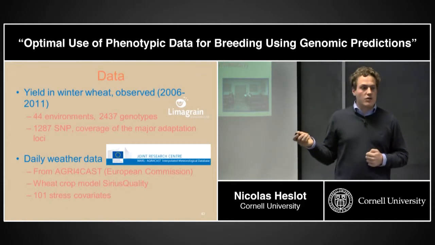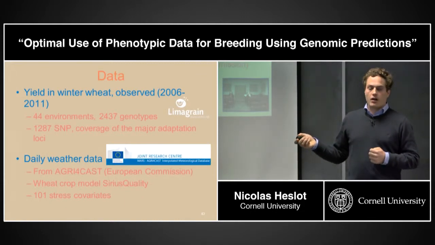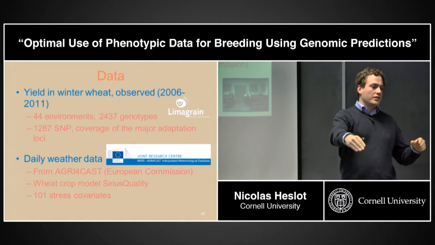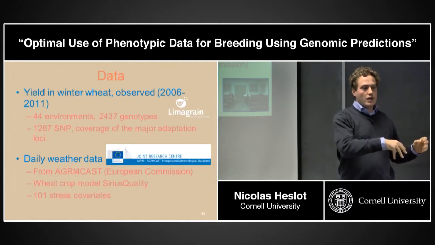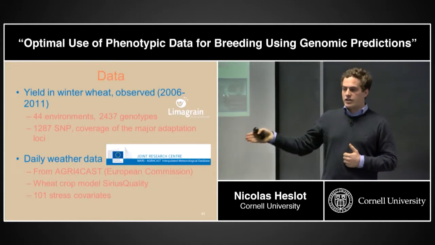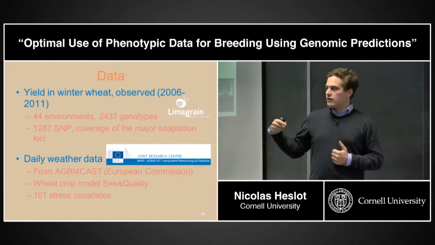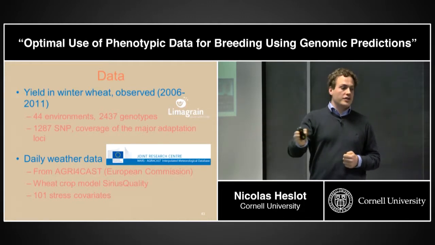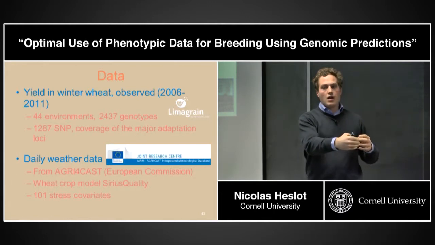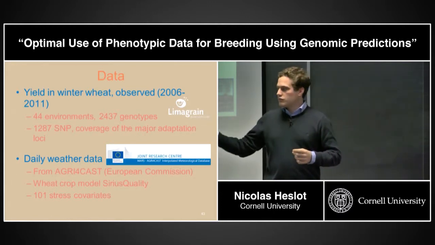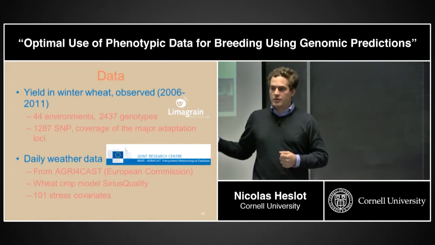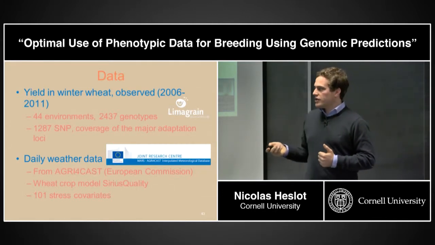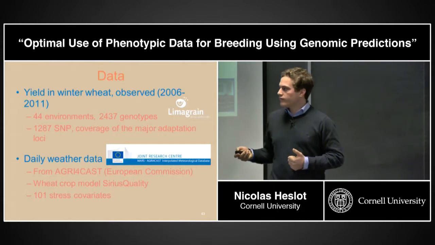We have access to daily weather data provided by the European Commission in an interpolated database. That is, they took weather stations all over Europe and interpolated on a grid what would be the daily weather data at each grid point. So given the GPS coordinates of every trial, we could pull the weather data for free, basically, and feed that data into a crop model called SiriusQuality to predict the different development stages. And once we had the development stages, we could predict stress covariates, such as the number of days with each stress at any point during the crop cycle, or more complex stuff such as drought stress and water deficit, or lack of light during meiosis.